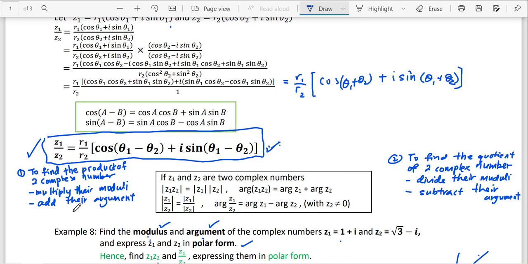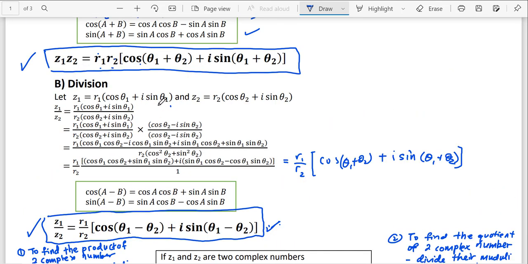Moduli. Then add their argument, like this. If you multiply them together, the modulus equals the product of the two moduli, and the argument is you add the arguments, just like this. You add the arguments, you multiply the moduli.